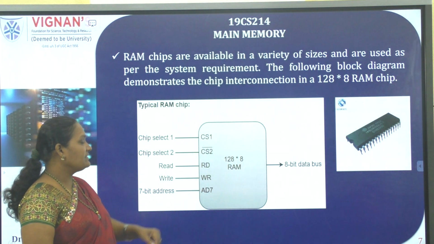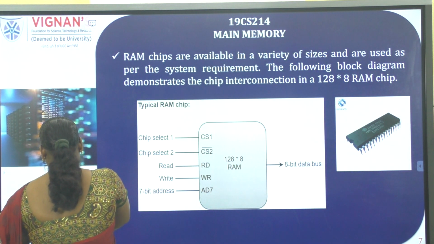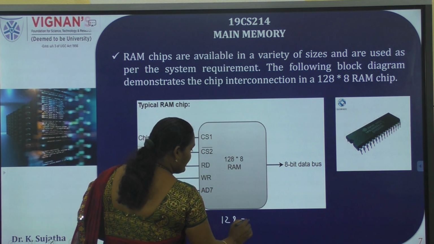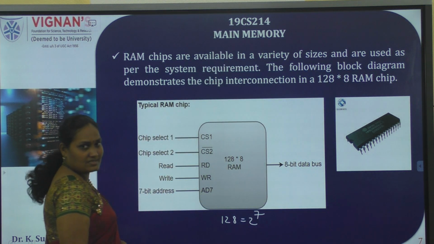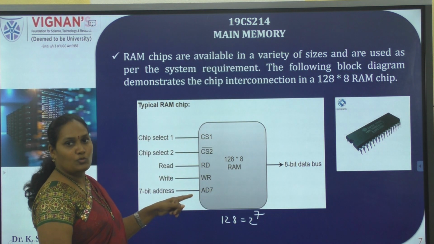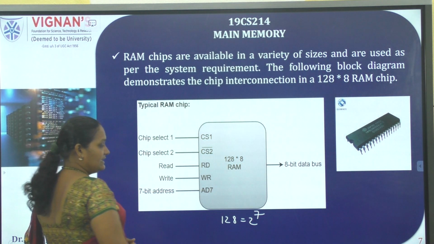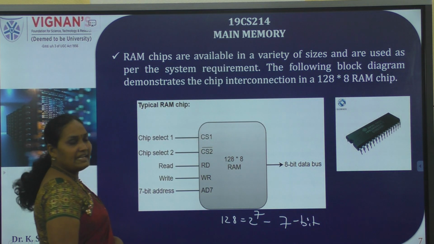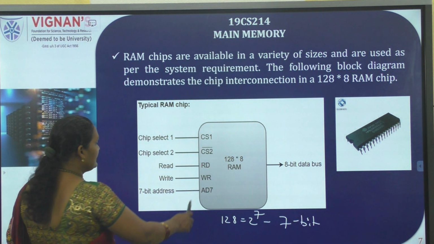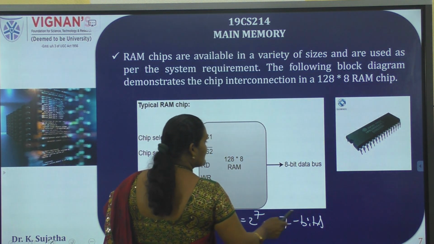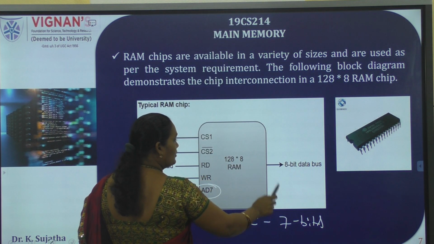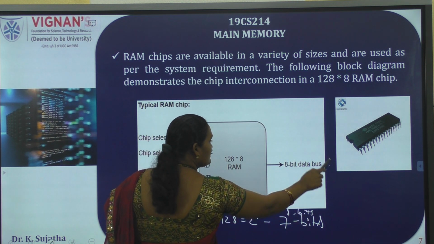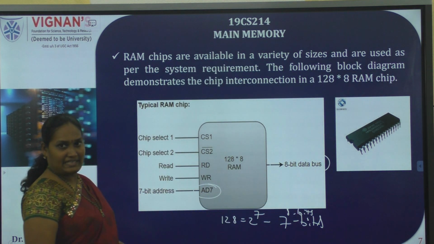Why are we considering this as a 7-bit bus? Here 128 means we can represent it as 2 power 7 locations. Since it contains 2 power 7 locations, for the representation of the address of each location, we need 7 bits only. So that's why it is connected to a 7-bit address bus. And since each location can hold 8 bits of data, it is connected to an 8-bit data bus.